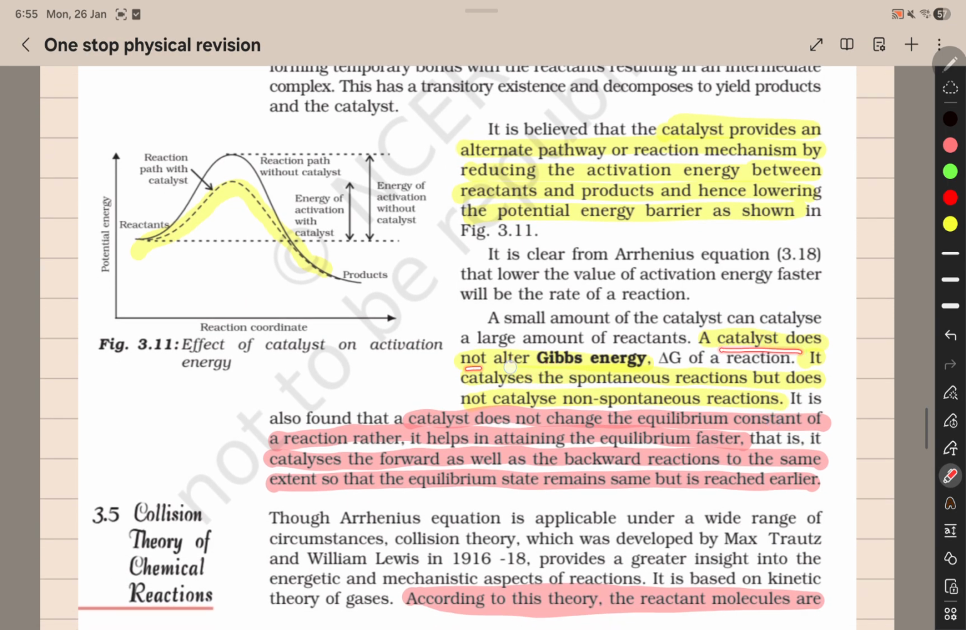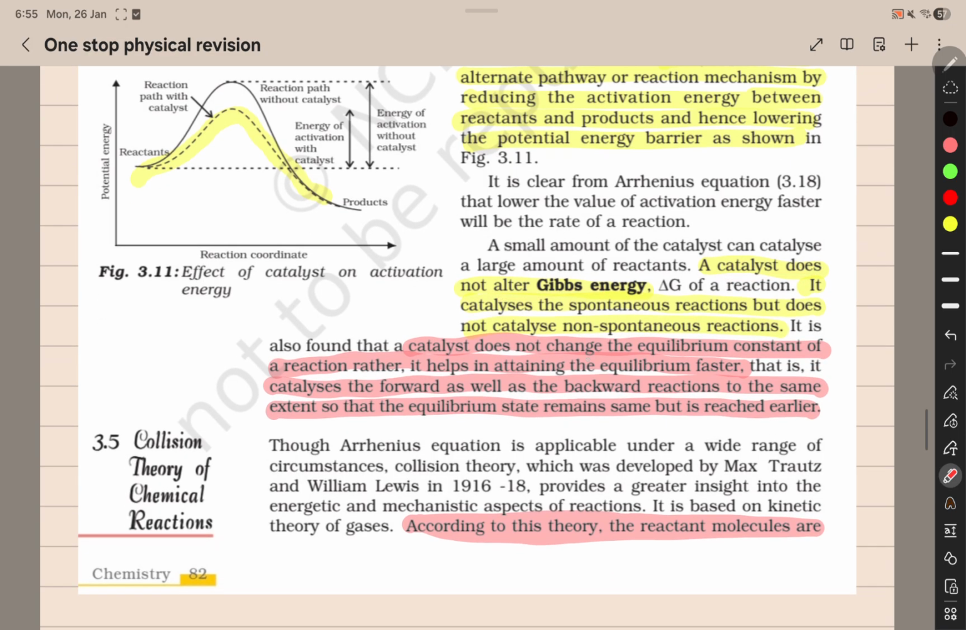Anyways, then we have: catalyst does not alter Gibbs energy. That is something that we need to remember. I mean, it's kind of obvious. It catalyzes the spontaneous reactions, but it never catalyzes the non-spontaneous reactions. Catalyst does not change the equilibrium constant of the reaction.